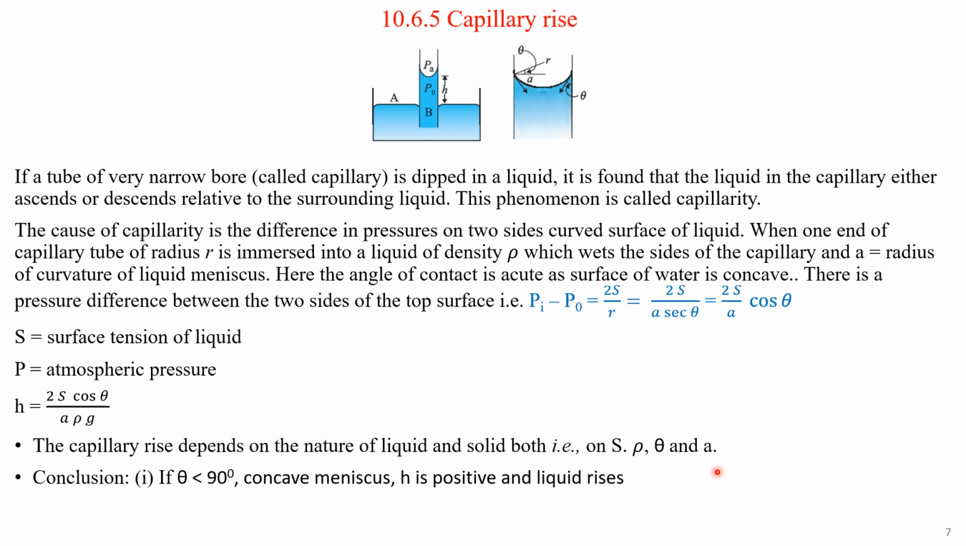So the three cases arise out of this. Let us conclude it. If theta is less than 90 degrees, the surface contact is a concave meniscus and H is positive and the liquid rises in the capillary. Part 2 is if theta is greater than 90 degrees, there is a convex meniscus and H is negative and the liquid falls.